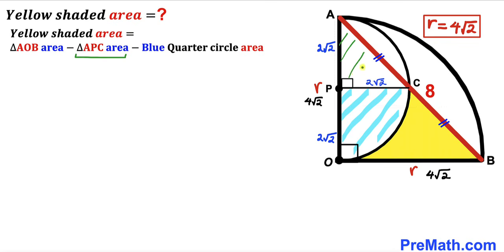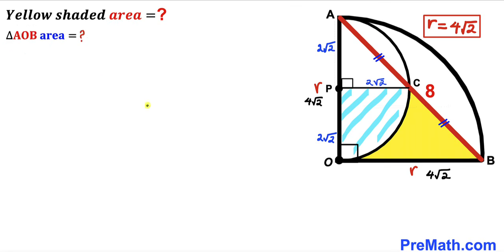We are talking about this right triangle, and the area of this small blue quarter circle as well. So now our task is to calculate the area of the triangle AOB, the area of the triangle APC, and finally the area of this blue quarter circle as well.